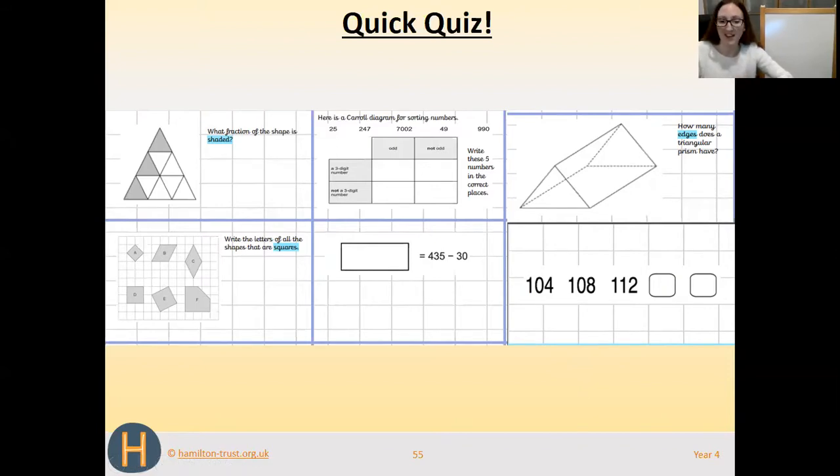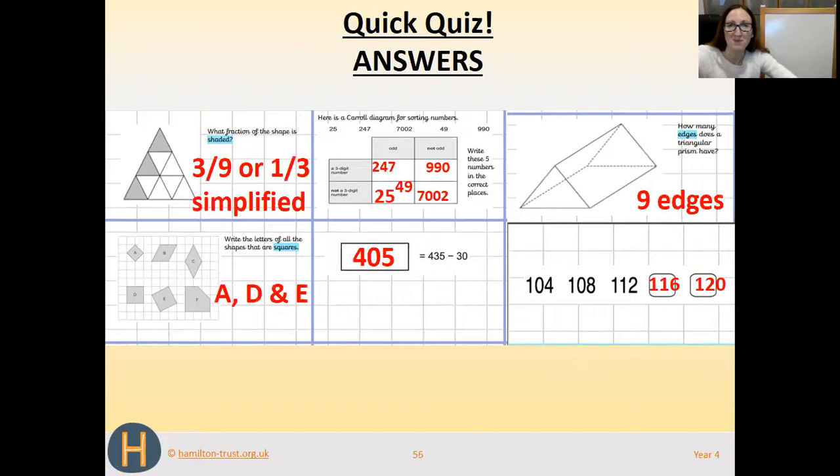Right then, okay, I hope you've done really well. Well done for giving it a go. All right, let's go through the answers now. Make sure you mark in a different coloured pen or pencil, and don't worry if anything's incorrect, or if you didn't manage to have a go at something, write in the correct answers as we go through them.